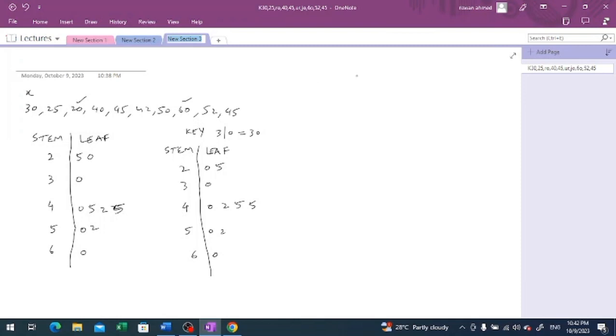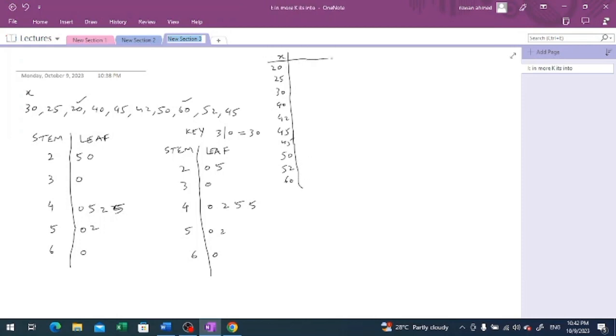Now what we do, we need to copy the data in this way. Now we need to write down the numbers in ascending order as 20, 25, 30, 40, 42, 45 twice. Then we have 50, 52, and then 60.